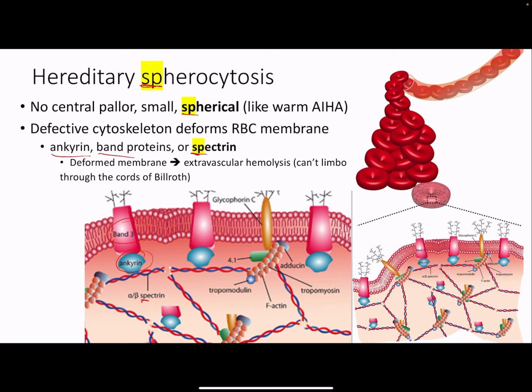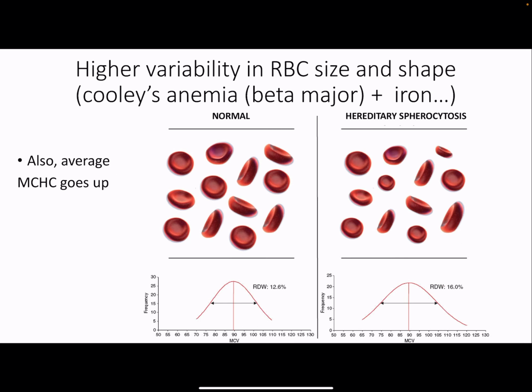The idea is, this is important to have the cytoskeleton connect to the membrane, to give it its nice, biconcave shape. And if you are lacking any of these three proteins, it is going to cause the red blood cell to change its shape to be spherical. And if you have this deformed spherical membrane, you will be taken out in the spleen, extravascular hemolysis, because at the cords of Billroth and the sinusoids of the red pulp of the spleen, you can't do the limbo, and so the red blood cell will get destroyed.